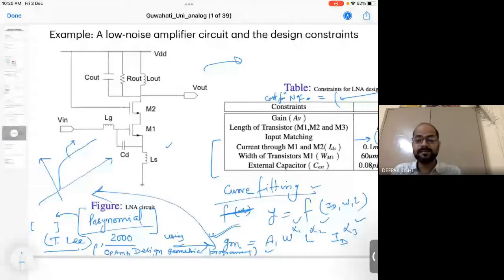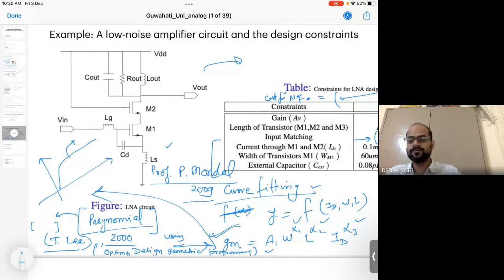And a similar paper, in the same volume of the journal, is presented by Professor P. Mandal from IIT Kharagpur. Maybe by coincidence they got almost the same thing, the same representation of the operational amplifier in the form of mathematical constraints and a cost function, and both of them solved it using geometric programming.